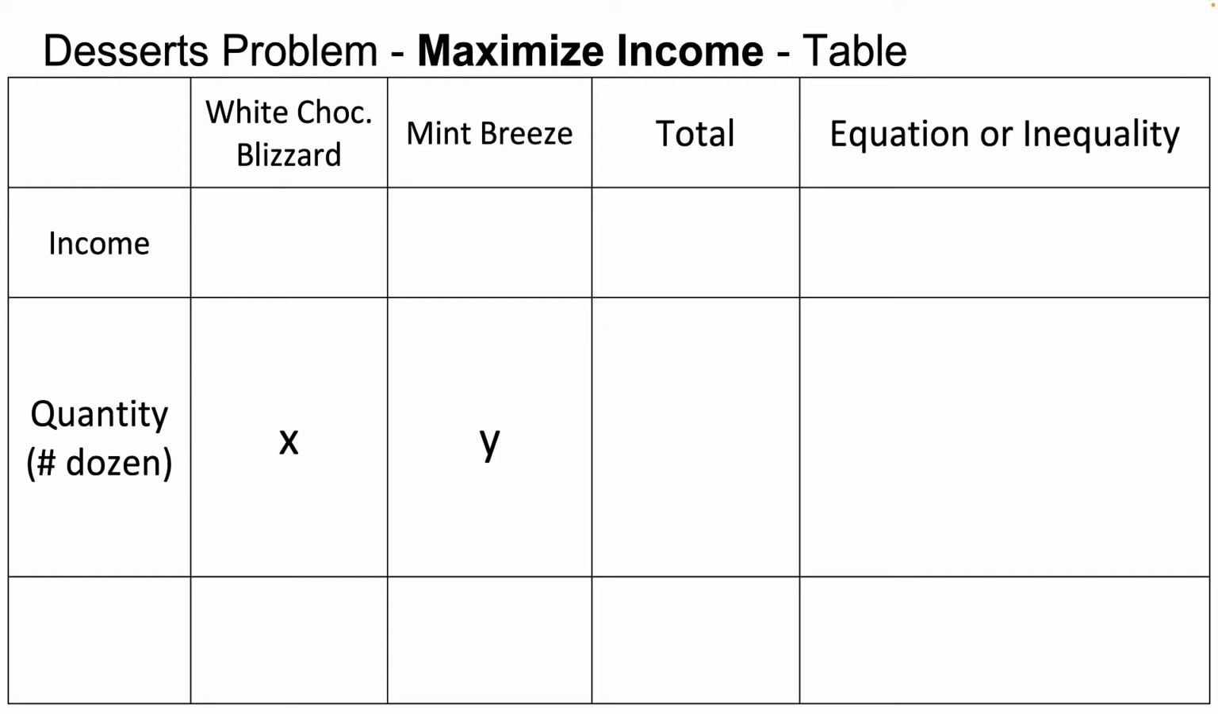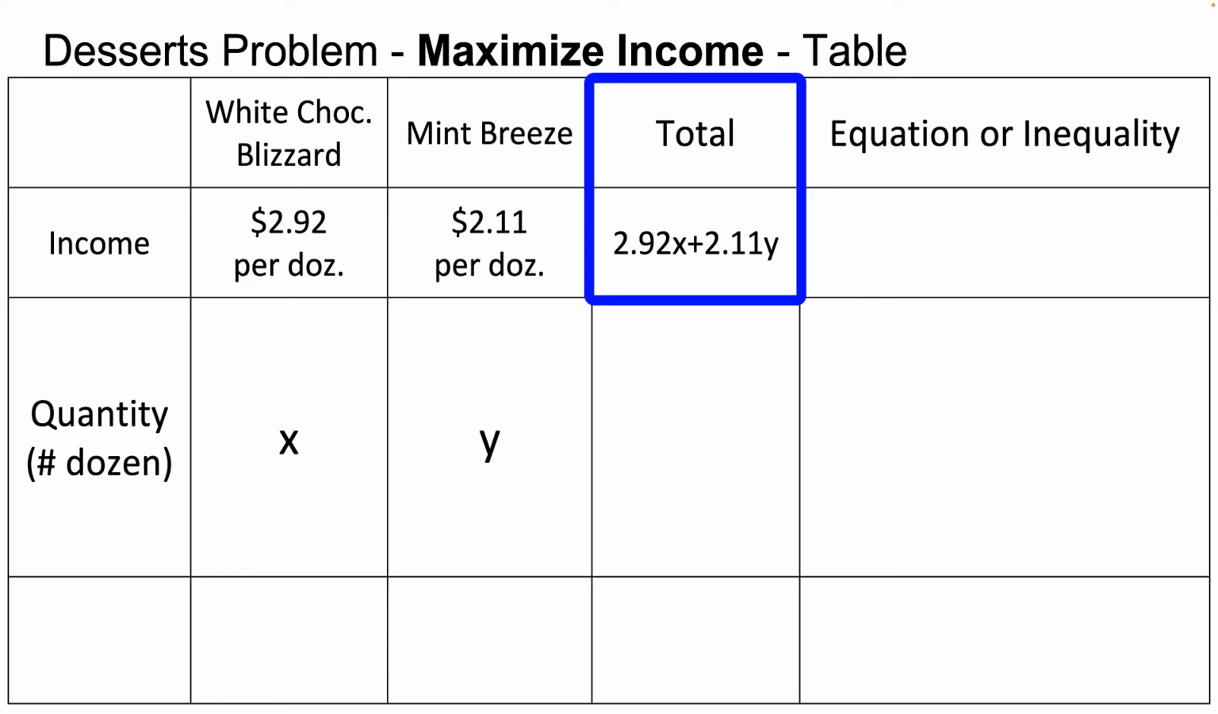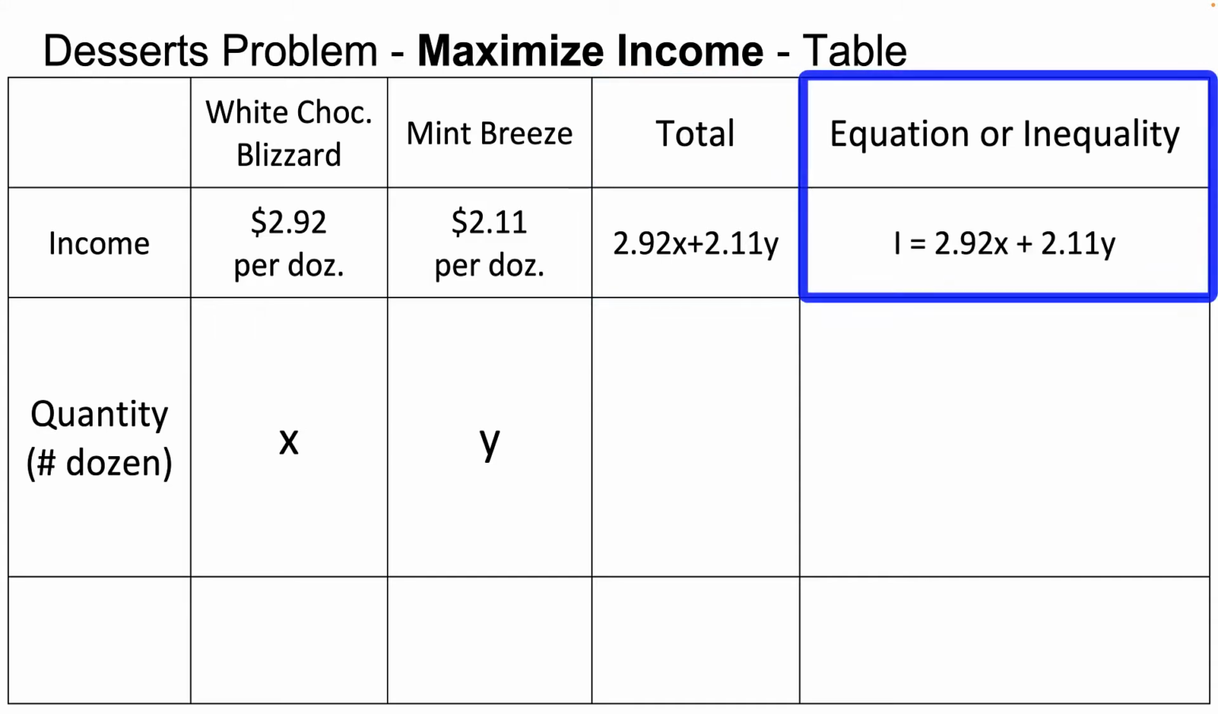We also learned that this restaurant earns $2.92 in income per dozen for white chocolate blizzards and $2.11 per dozen for mint breezes. Putting these ideas together, the total income would be $2.92 times X, or the number of dozen white chocolate blizzards, plus $2.11 times Y, or the number of dozens of mint breezes. So our objective function would be the equation I equals 2.92X plus 2.11Y.